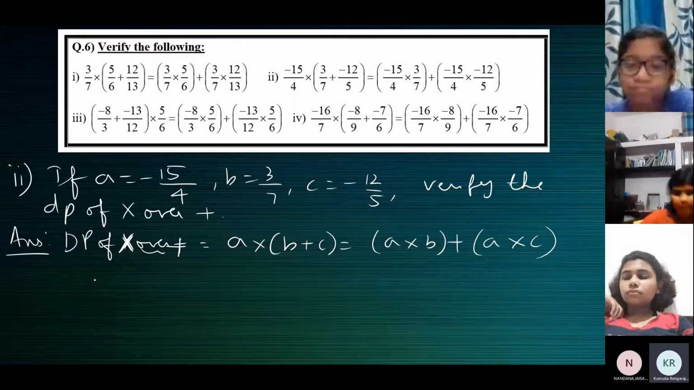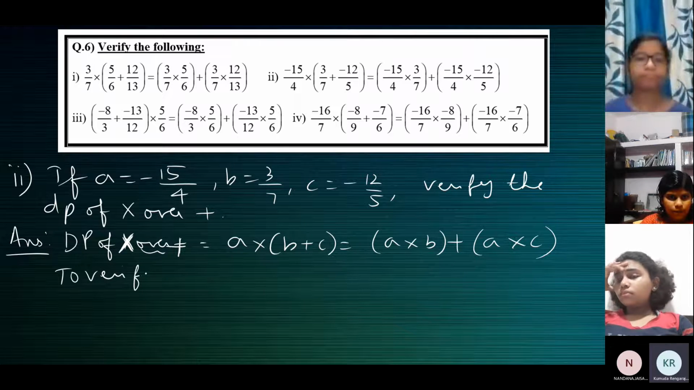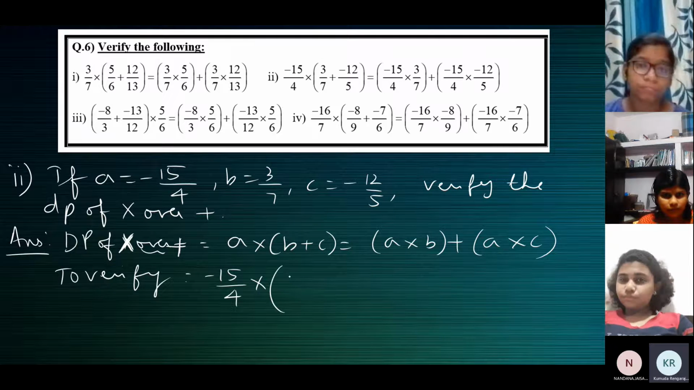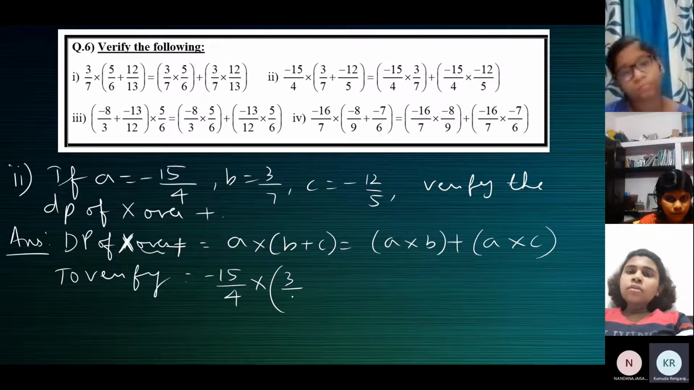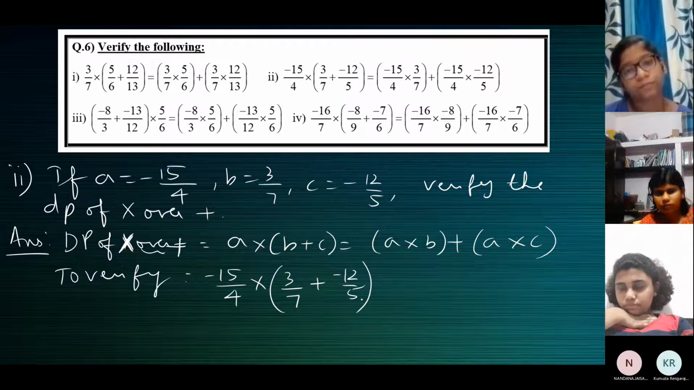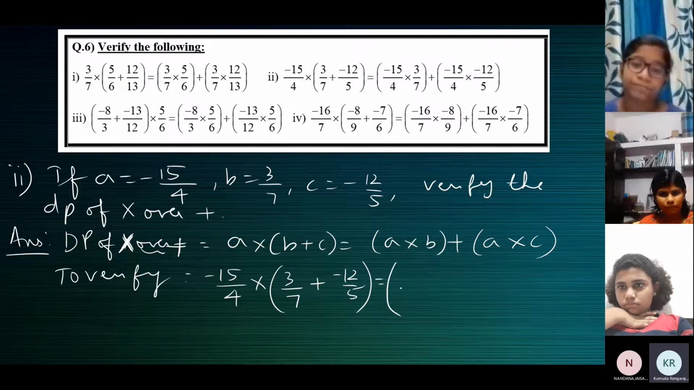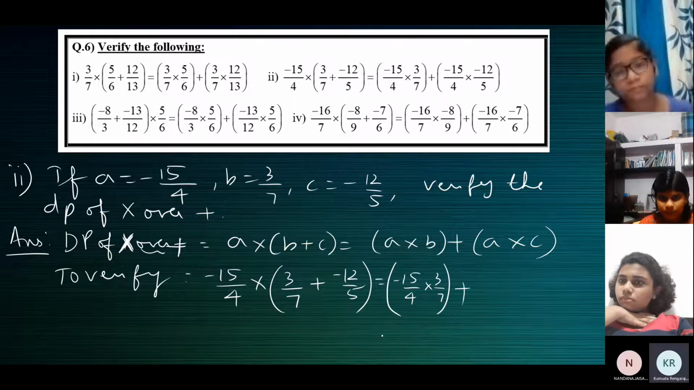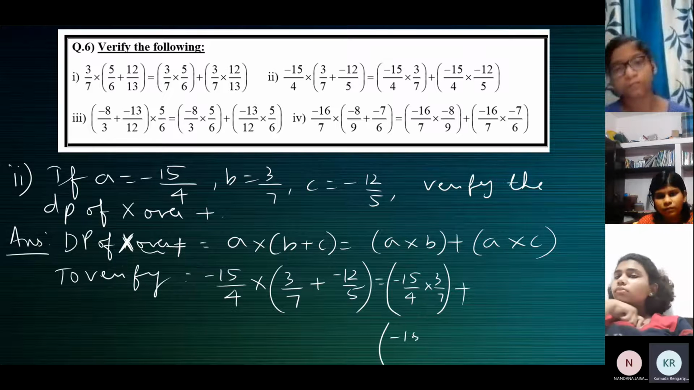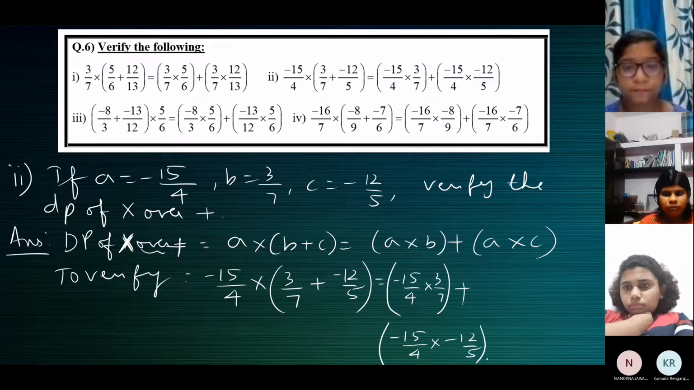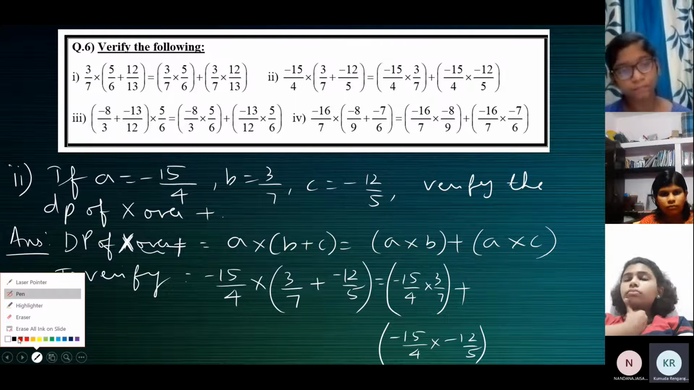So what should you verify? You should verify minus 15 by 4 into 3. Use the values of A, B, and C. Minus 15 by 4 into 3 by 7 plus minus 12 by 5 is equal to A into B, minus 15 by 4 into B, 3 by 7, plus, write it below, plus A into C, minus 15 by 4 into minus 12 by 5. So here we are given the statement directly.